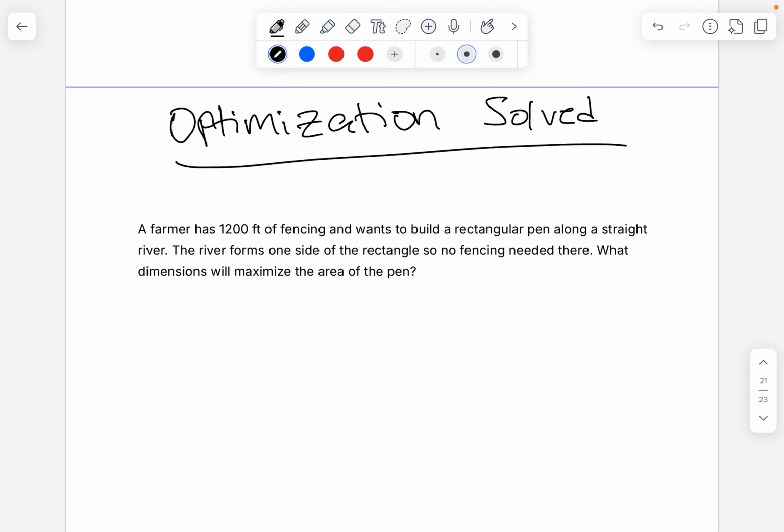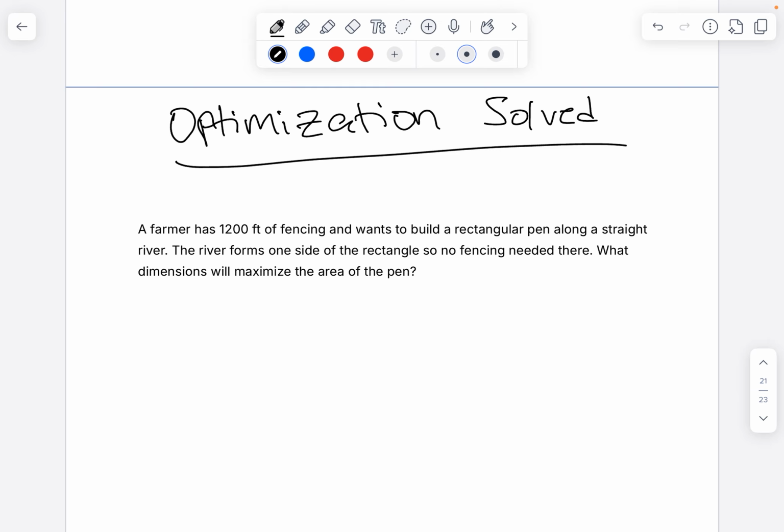Let's solve a harder optimization problem. This is a type of problem that you will probably see on your AP exam, your midterm, or your calculus final exam in college, because it starts with a word problem and you have to build your own equation from it. This is very, very common.